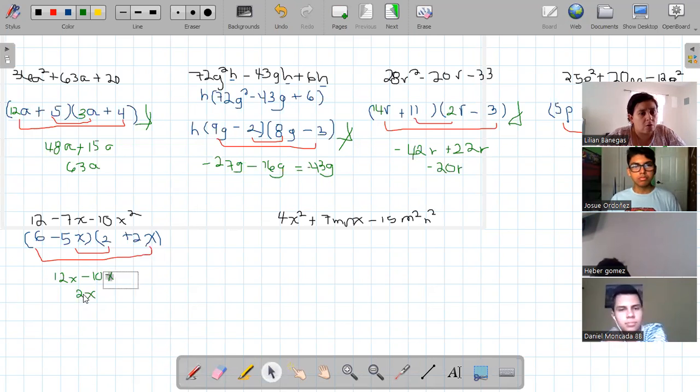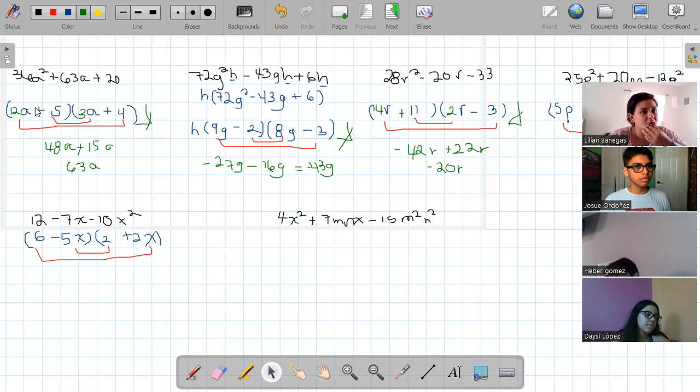No. Okay, so remember, we always try to change first the constants, and afterwards we try and see if the coefficient has to be changed. So let's change this constant. What other number multiplied by another will give me 12? 4 and 3.